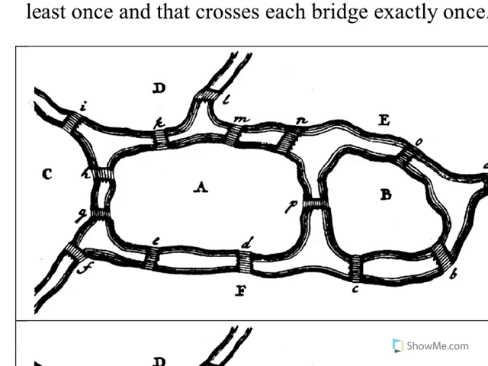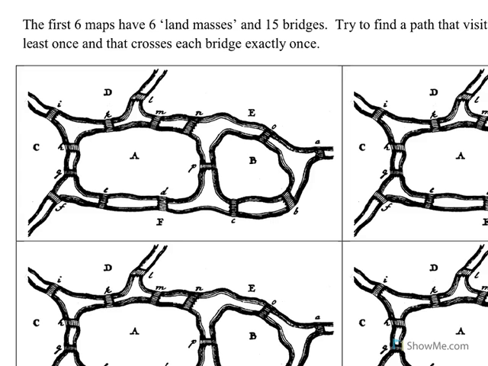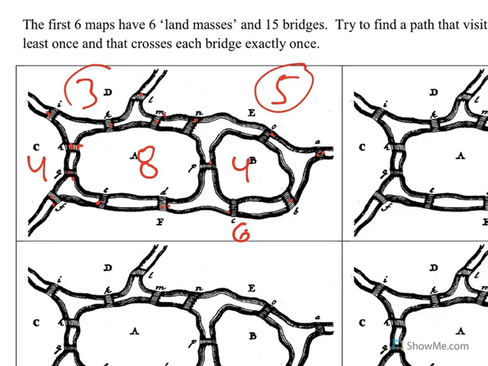Here's a more complicated situation, but this one actually ends up being possible because landmass B has 4 bridges, that's even. Landmass F has 1, 2, 3, 4. Hold on a second. I think there's a bridge out there. That's better. So landmass B has 4 bridges. Landmass F has 1, 2, 3, 4, 5, 6 bridges, that's even. Landmass C has 1, 2, 3, 4, that's even. D has 3, that's odd. E has 1, 2, 3, 4, 5, that's odd. Now we look at A, it has 1, 2, 3, 4, 5, 6, 7, 8. So as you can see, there are only 2 with odd numbers.